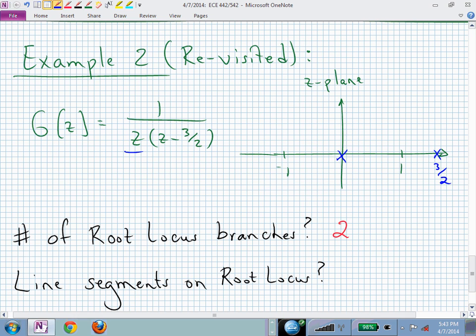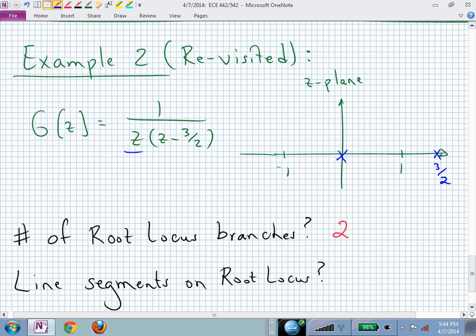If I walked over to z equal 2 and I said, what are the angle contributions of those 2 poles to the point z equal 2, what would the net angle be? Does everybody see what I'm asking? If I'm over here at 2, what are the angles from each of those poles? 0. So I have nothing minus a 0 minus a 0. Those zeros add up to 0. That's not equal to minus 180. No points to the right of z equal 3 halves are on the root locus.